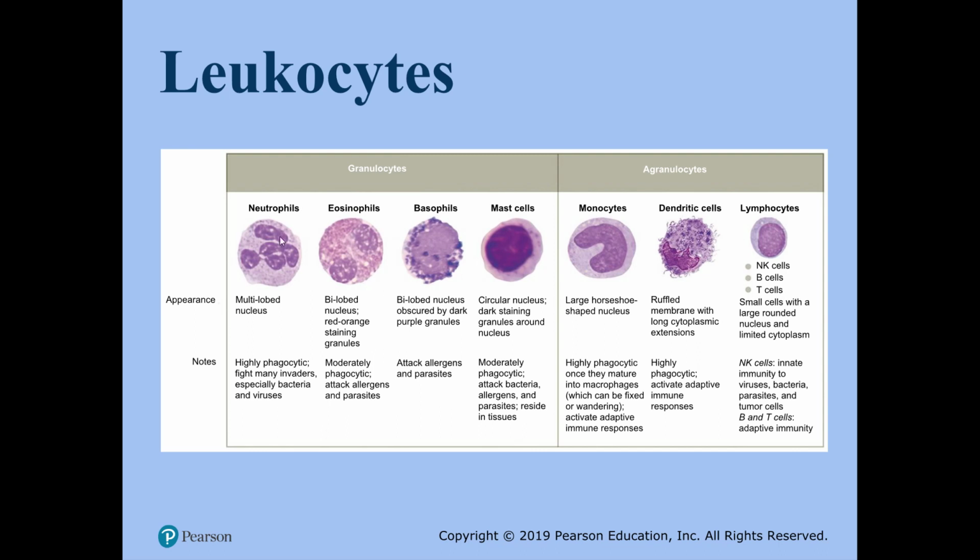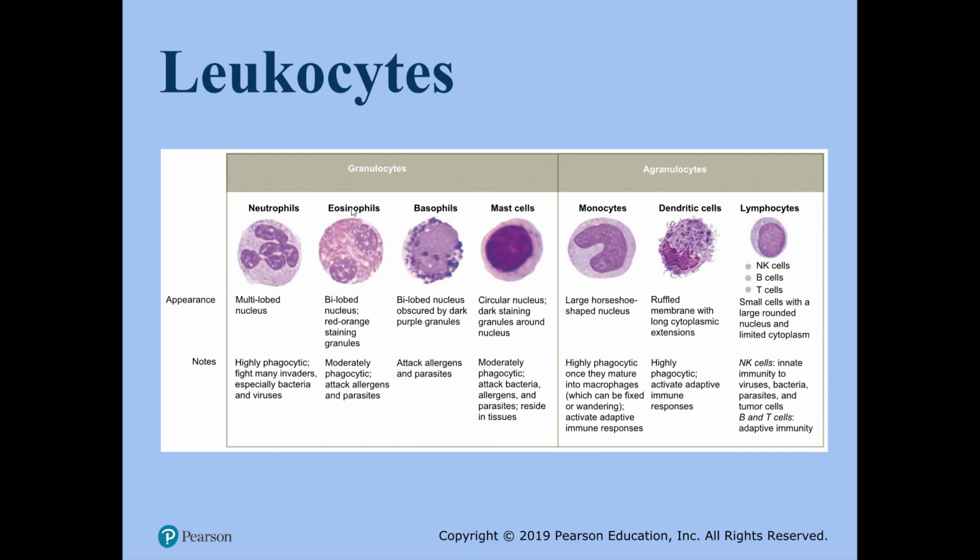Neutrophils are probably the most important of the white blood cells because they are the most numerous, and they are also the first line of defense. They go in and they actually swallow up the pathogens, which is kind of cool. They interact directly with the bacteria and viruses.